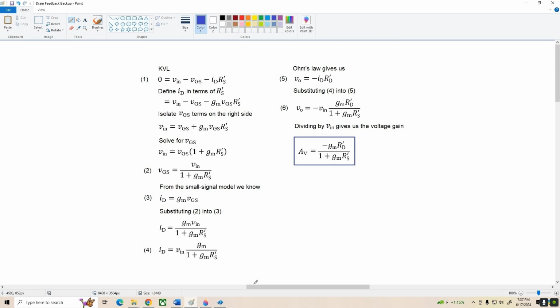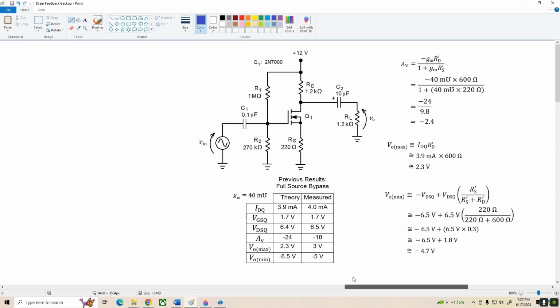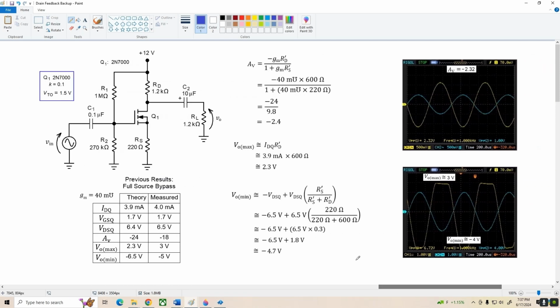Now let's go over and look at the amplifier we analyzed in the previous video. Here it is, except now I've removed the source bypass capacitor. All of the previous measurements are shown here, and since I have removed the bypass cap, now our voltage gain is going to be significantly lower. If we go through the numbers, we come out here with a gain of negative 2.4.